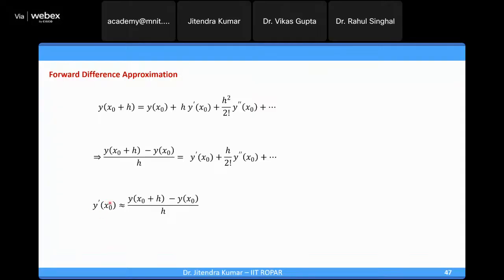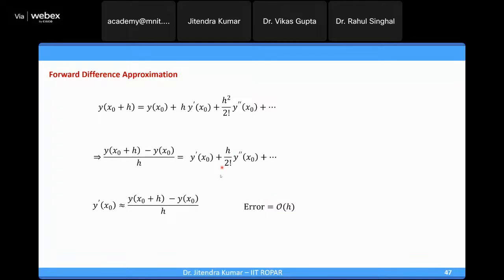So this derivative can be approximated at x0 by y(x0 + h), a point in the neighborhood, minus y(x0), divided by h. This is called the forward difference approximation of the first derivative. The error in this case is clearly written here: h by factorial 2 times y double prime at x0, plus, of course, more terms. Or you can stop here by not saying x0 but putting some unknown xi, and then this becomes the error.